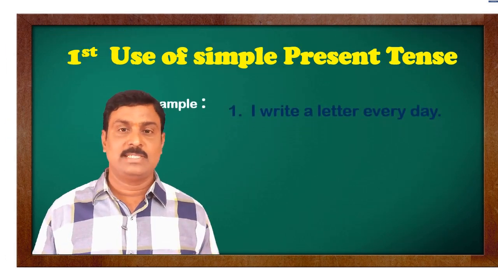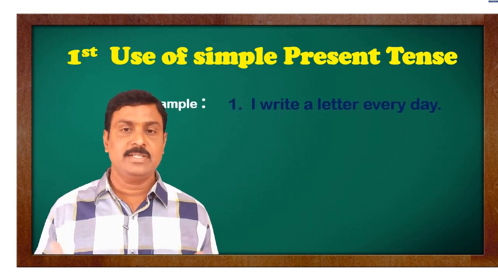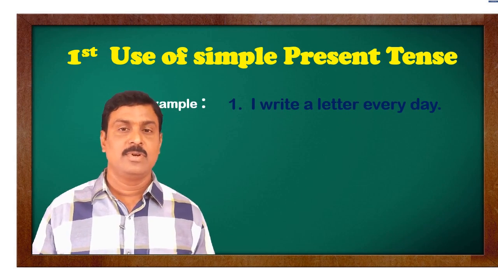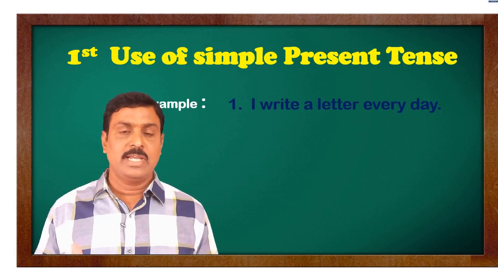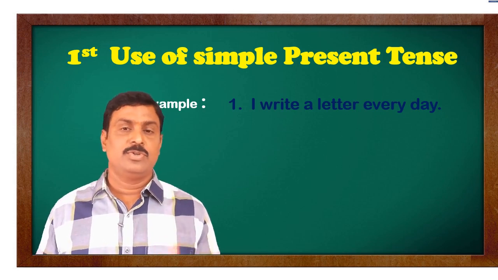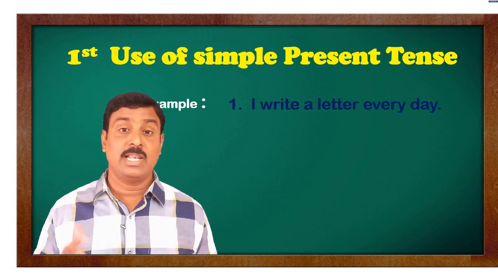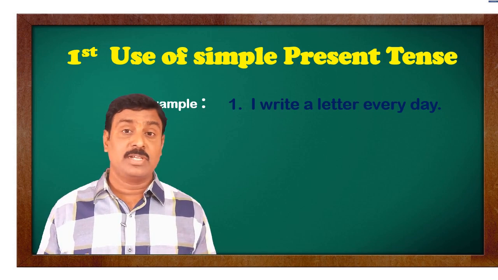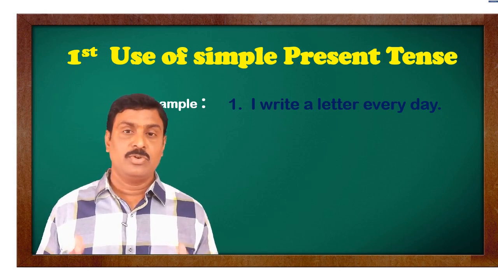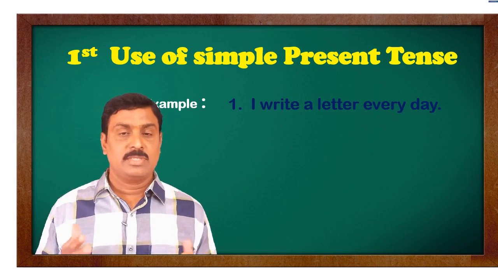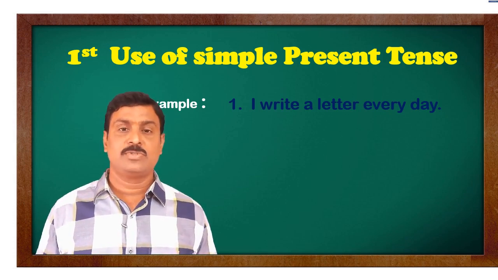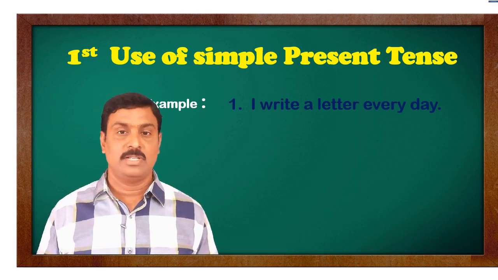Okay, let's take an example. I write a letter every day. What is the meaning of this sentence? When I say I write a letter every day, you know that I do this action regularly. I do this action every day. So you can say that this is my habit. So this sentence shows us the first use of the simple present tense, that is to talk about habits and routines.